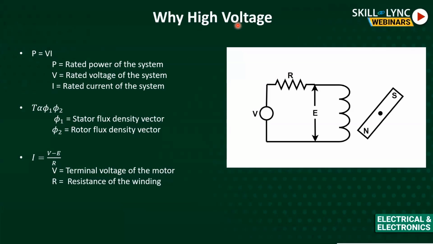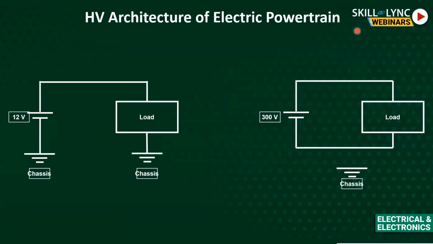Any voltage more than 60 volts DC is a high voltage. If the AC voltage is more than 80 volts, that is a high voltage. So more than 60 volts DC is a high voltage, and more than 80 volts in case of AC is a high voltage. So let's go to the high voltage electric powertrain.